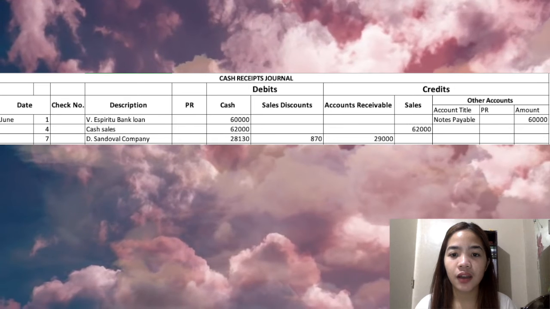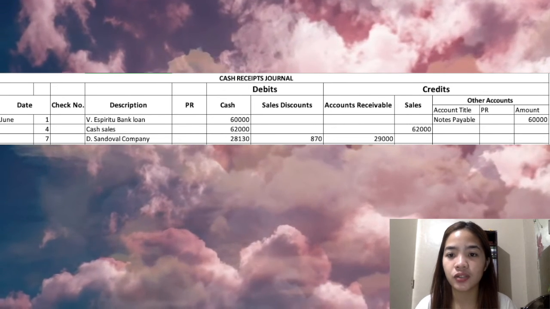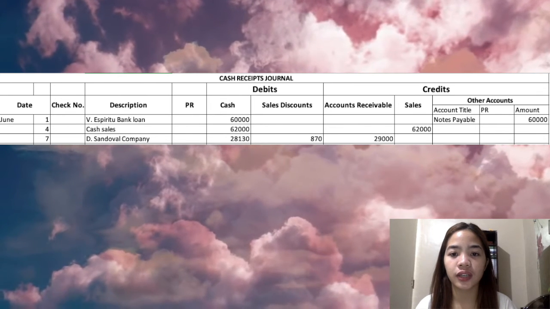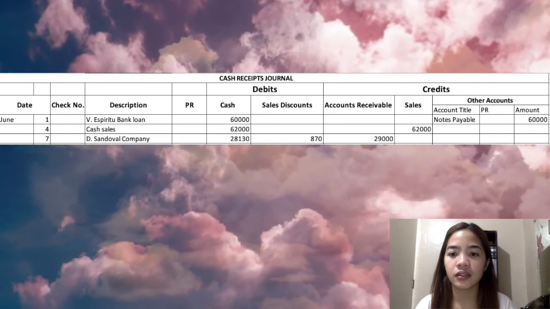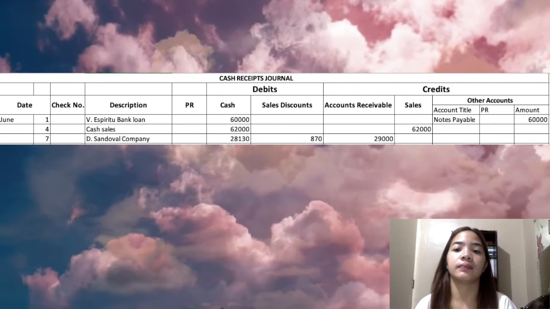Ilas natin, ang total cash na nakuha is 28,130. So, sa debit side, we have cash, 28,130, sales discounts, 870, and a credit of accounts receivable, 29,000.